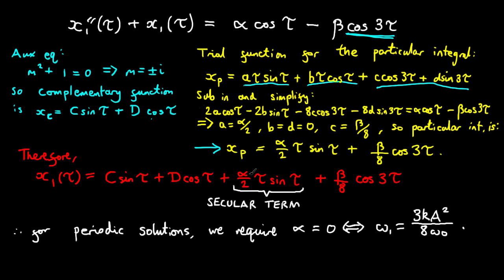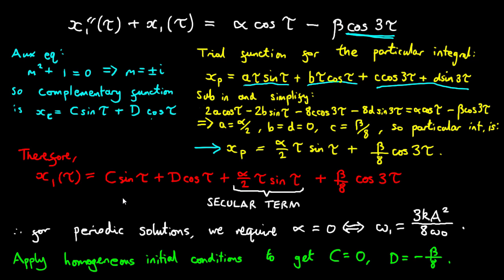And if you look at what alpha was, it involved omega 1. So we can pick omega 1, which we've got some control over, as it wasn't in our original equation, in such a way that alpha is equal to 0. If you go back and look at the equation of what alpha was defined as, alpha is 0 if omega 1 is 3ka squared over 8 omega naught.